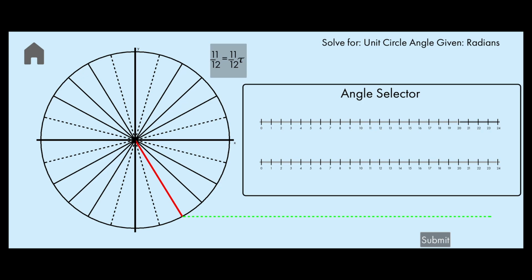In this final example, it's telling me to solve for the unit circle angle, given radians. I can also tell because the unit circle is allowing me to change the angle, and the angle selector is now locked. I'm given 11 over 12 tau in this case. Now, 1/12 is 2 slices, and 11 out of 12 is just 1/12 short of being a full circle. So I can go backwards 2 slices and hit submit.